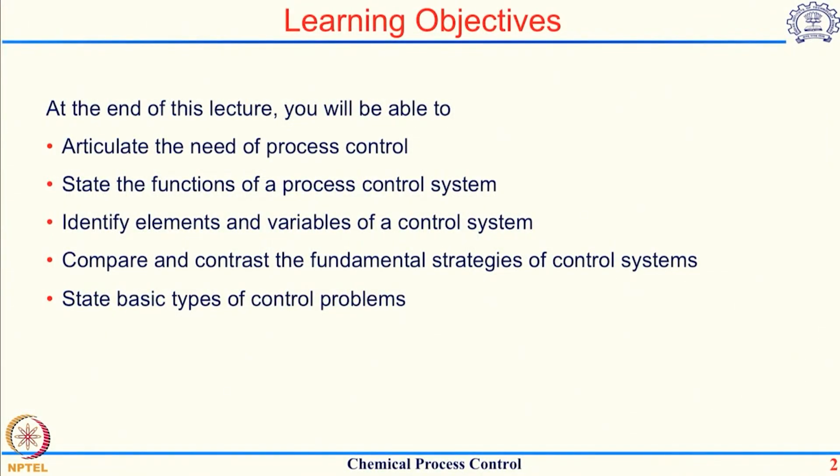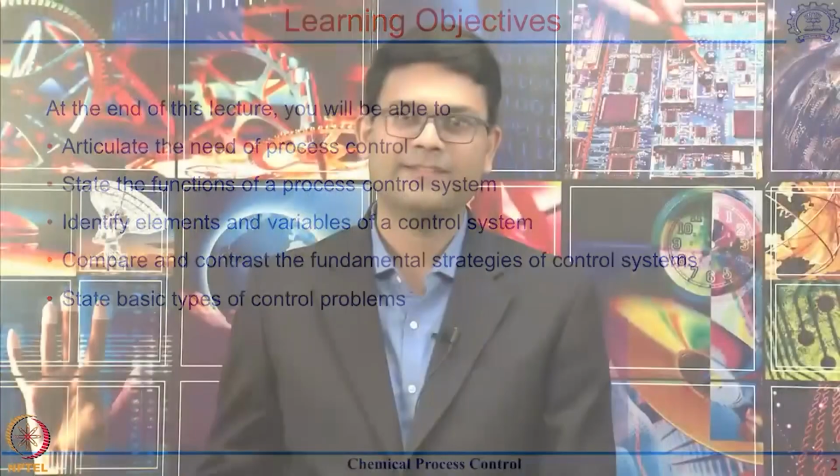Here are the objectives for this particular part of the lecture. At the end of this lecture, you should be able to articulate what is the need of process control, what are the different functions a process control system performs when it is implemented in a chemical plant, what are the different elements of a control system, what are the different types or the control strategies which are possible and what are their advantages and disadvantages, and lastly we will also look at what are the different types of control problems which exist in a chemical industry. So, let us get started.